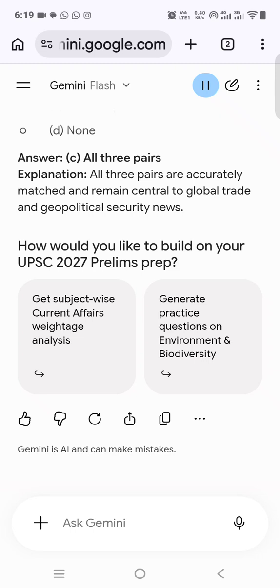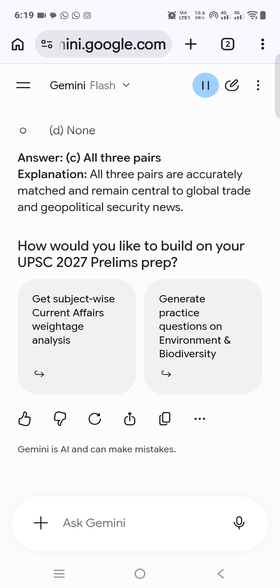The landmark 9-judge bench in K.S. Puttaswamy, 2017, held privacy to be intrinsic to Article 21. Statement 3 is correct. The Data Protection Board, DPB, is set up as a digital-first adjudicatory mechanism to resolve grievances and levy penalties. 2. Environment and Ecology, International Conventions and Climate Mechanisms. Q2.